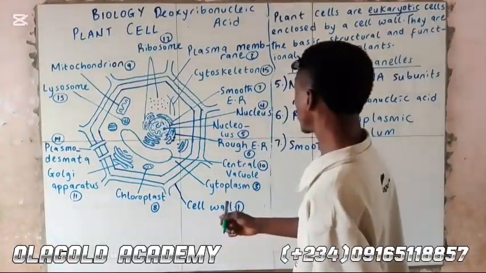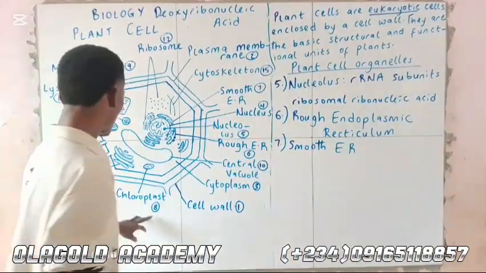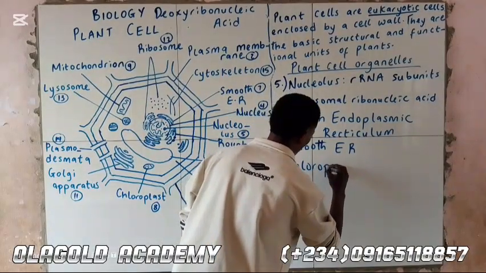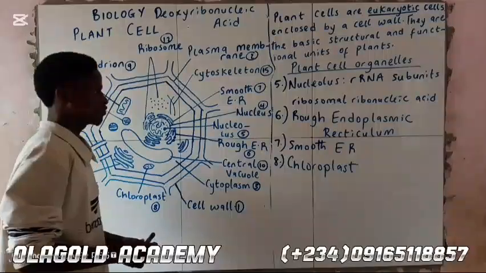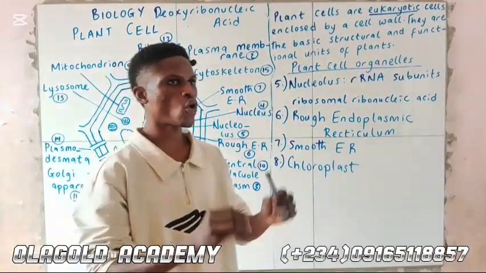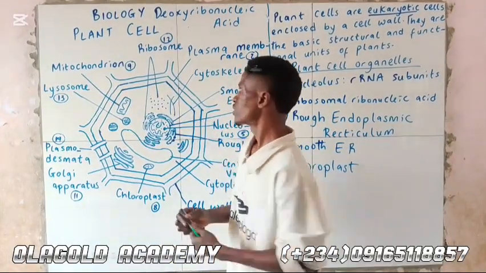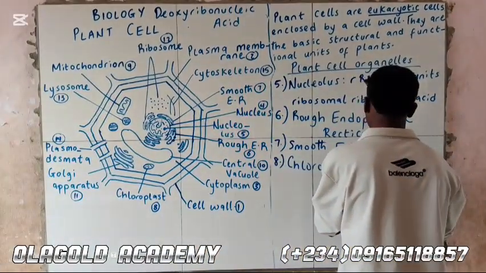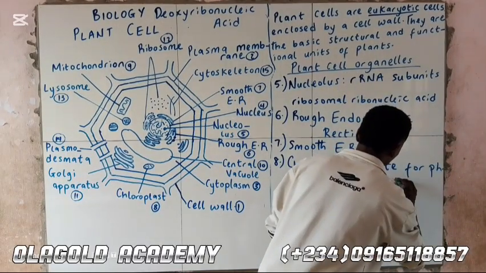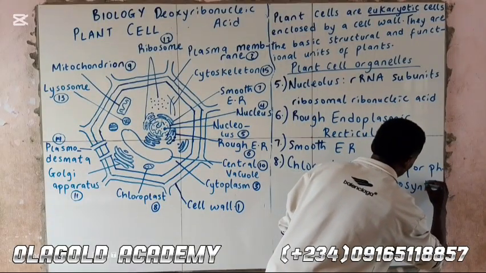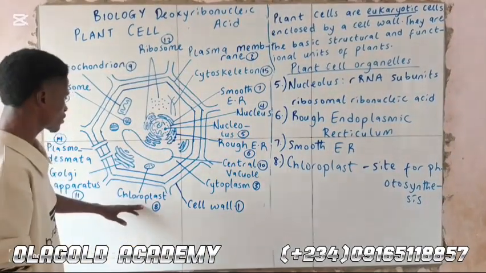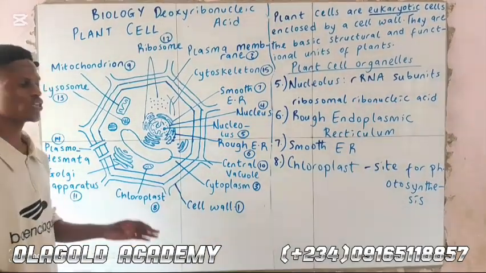Now, number eight is the chloroplast. Number 8, we have the chloroplast. This chloroplast is the site for photosynthesis. The chloroplast is a site for photosynthesis. This chloroplast contains what we refer to as chlorophyll.